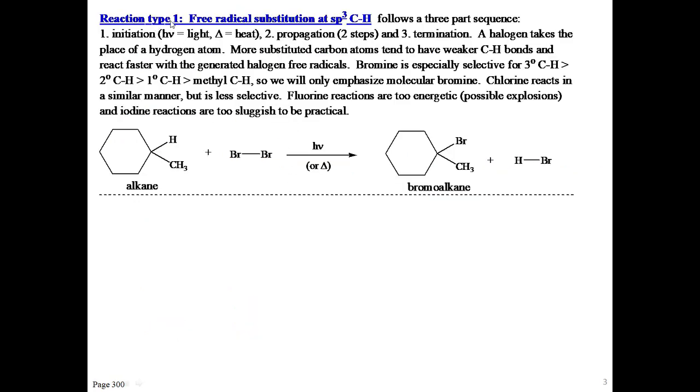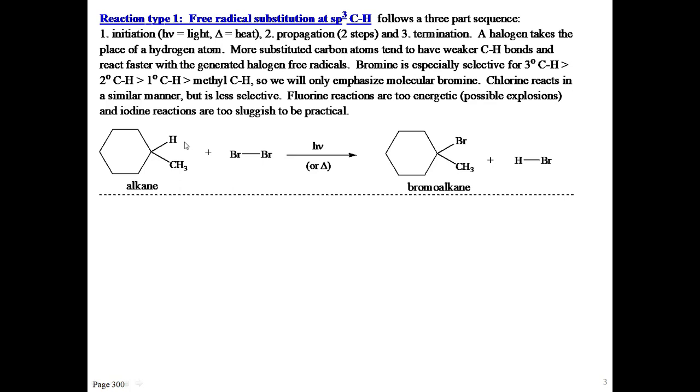Okay, so our first type of reaction is free radical substitution of sp3-CH bonds. We're going to switch the H out and put a bromine in. It goes by those three steps that I just mentioned: initiation with light, propagation, two steps, and termination. The bromine will take the place of the hydrogen atom.